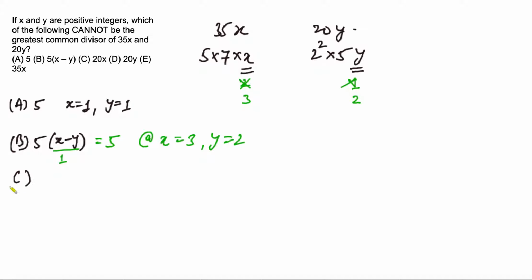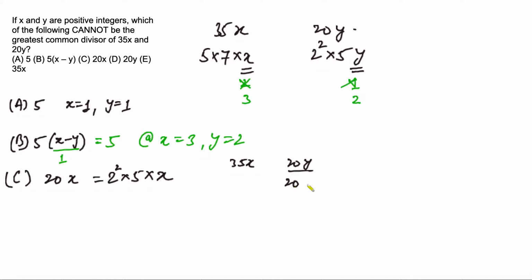Now let's go to option C. Option C says 20 times x. 20 times x is equal to 2 square times 5 times x. Now, there are two understandings of highest common factor. The highest common factor is basically the biggest number which can divide the given numbers completely without leaving any remainder. From that perspective, if 20x is the highest common factor, then it should be able to divide 35x completely as well as 20y completely.